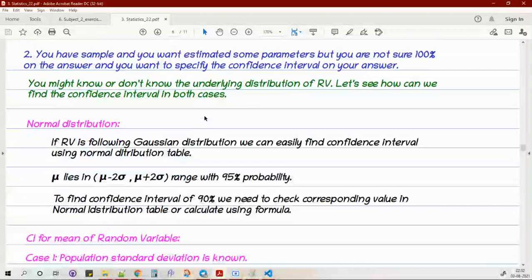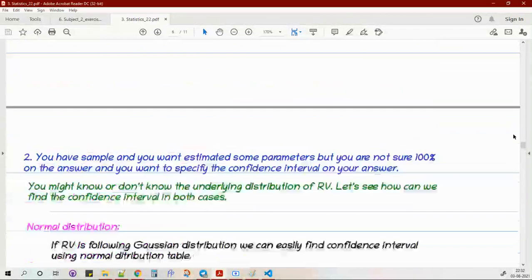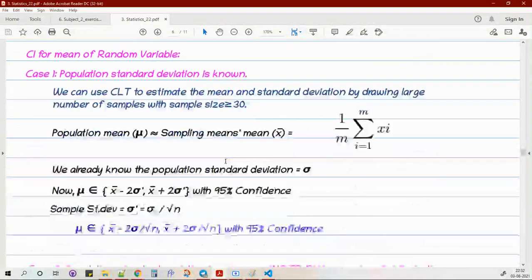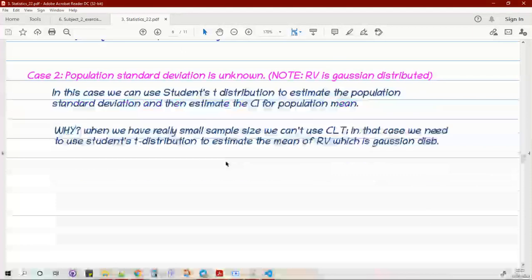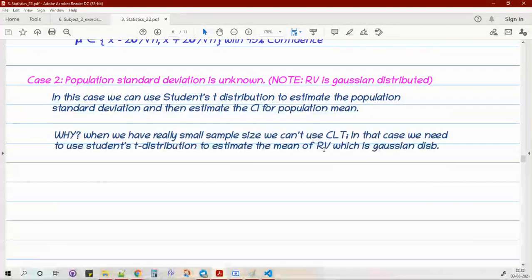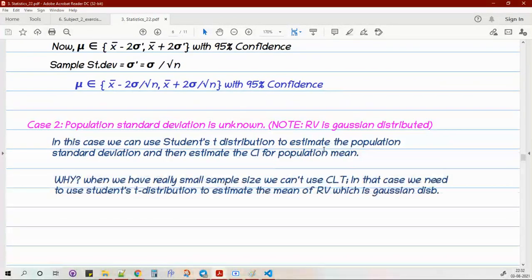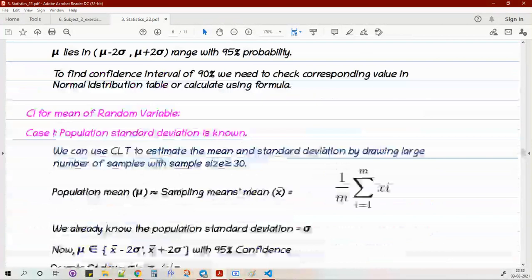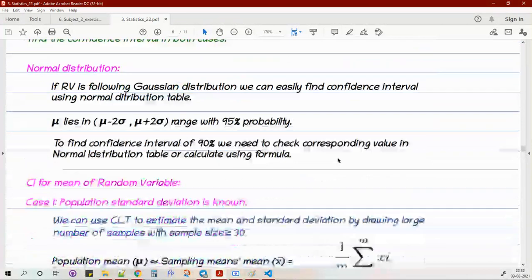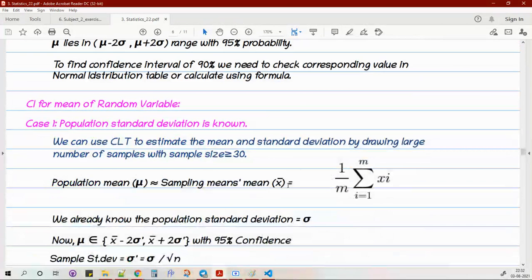Okay, you have the sample and you want to estimate some parameter. What's the next topic? This CI. Just a second. Okay, now the next topic is this confidence interval, right?